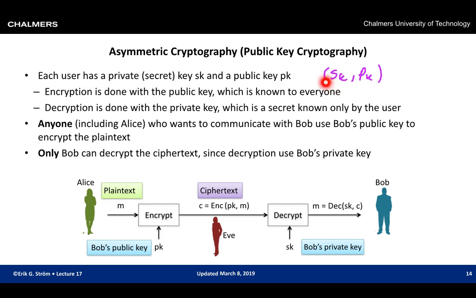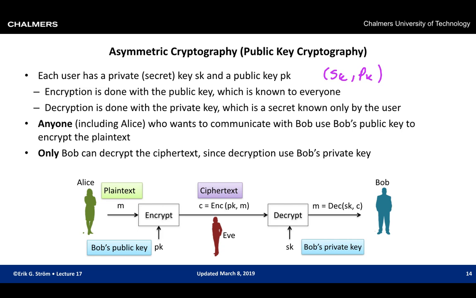Sometimes the private key is also called the secret key, because this is the one that you would like to keep secret. The public key, however, is something that you can basically put up on a bulletin board somewhere, or advertise in the newspaper, or put up on a web page. It's something which is not secret at all. That's why it's called a public key. And encryption is done with the public key, which is known to everyone, and decryption is done with the private key, which is a secret known only to the user.